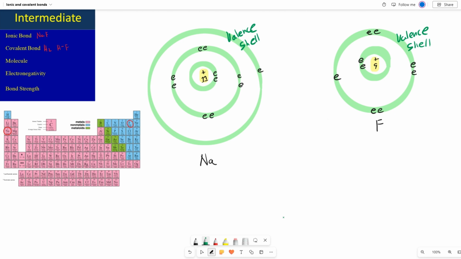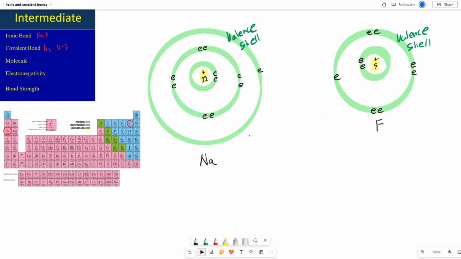So the atoms that I chose for this are a sodium atom and a fluorine atom. You can see that fluorine is in the upper right-hand corner of the periodic table, so it has a very high electronegativity, the ability to pull electrons towards itself. And sodium is over on the left-hand side of the periodic table, so it has a relatively low electronegativity. It doesn't have much desire to pull electrons towards itself. Let's take a look at the model of the atoms to see if we can explain why.